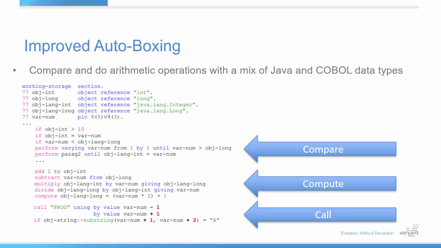Autoboxing. This refers to the ability to mix Java and primitive types with COBOL variables in the same statement. In 2024 R1, we've made major improvements to the autoboxing. Now you can compare a Java primitive type with a COBOL variable. You can do arithmetic operations using both types. And you can use arithmetic operations on parameters that are used in call and invoke statements.